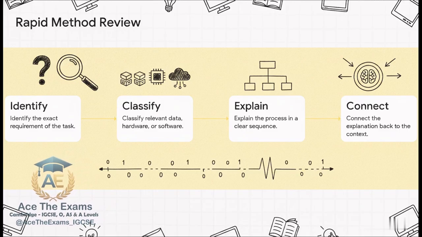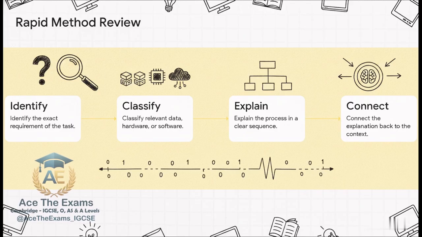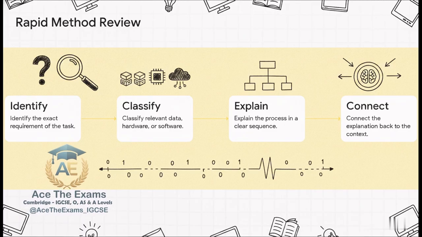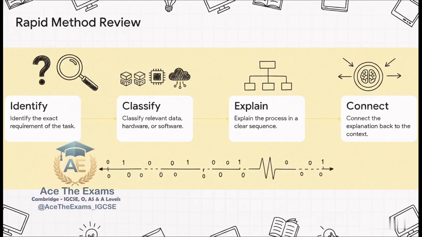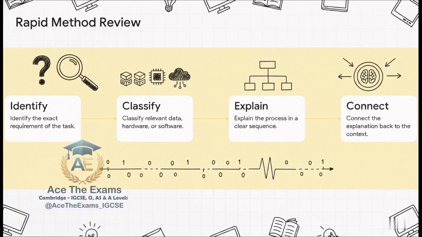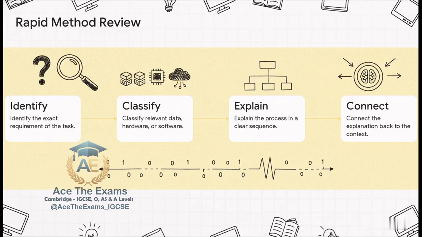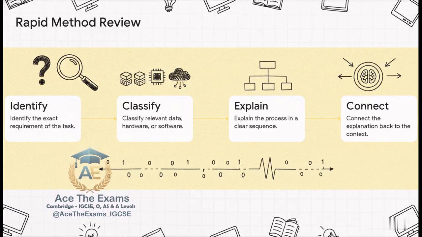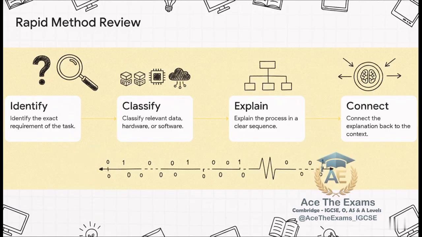The Rapid Method Review perfectly integrates with the PEEL framework we discussed earlier. It is a highly technical methodology designed specifically to stop you from panicking in the exam hall and word-vomiting completely irrelevant facts onto the page. If you want to reconstruct the full, perfect answer, you absolutely must follow these 4 steps to diagnose if the task is testing a process explanation, hardware selection, or logical reasoning.